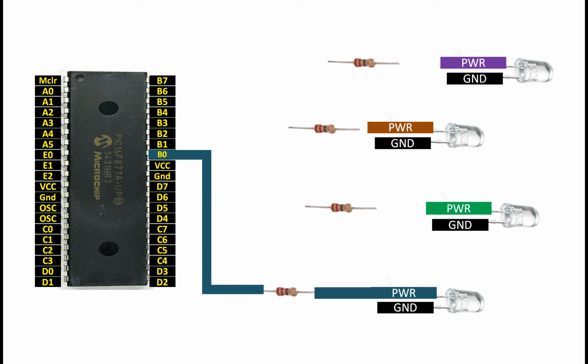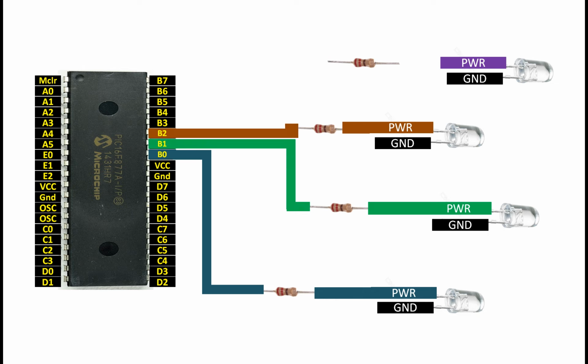Now the second LED, similarly through a resistor, I connected to B1. The third LED again through a resistor I connected to the pin number B2, and the fourth LED, the topmost, again through a resistor I connected to B3. Now see that these LEDs are at the same port: B0, B1, B2 and B3. Now this will be easy to demonstrate using bit shifting.